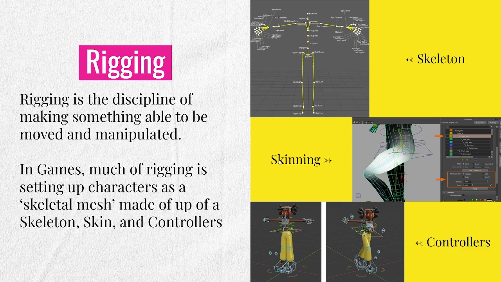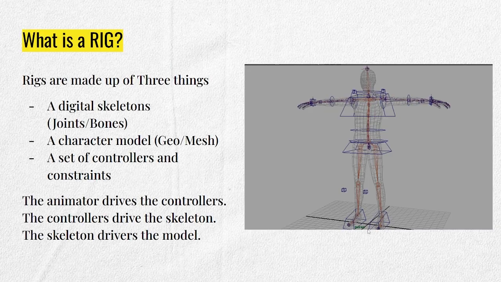Rigging. Rigging is the discipline of making something able to be moved and manipulated. Rigging is a lot. So in games, much of rigging is setting up characters as a quote unquote skeletal mesh. And that's made up of a skeleton, skinning, and controllers. So these are going to be our main things that we're going to be talking about.